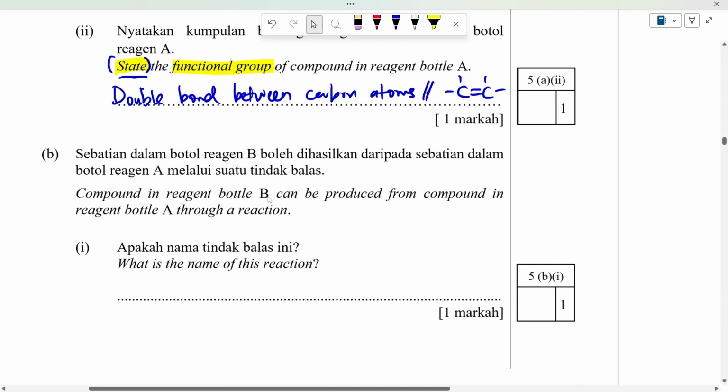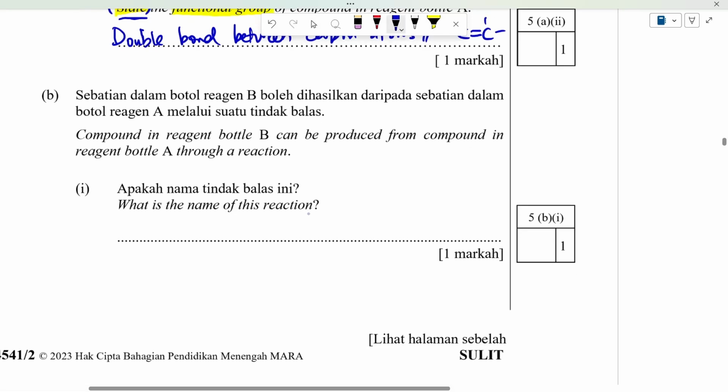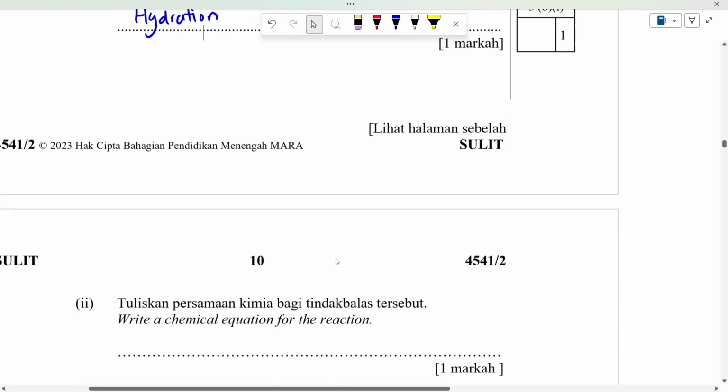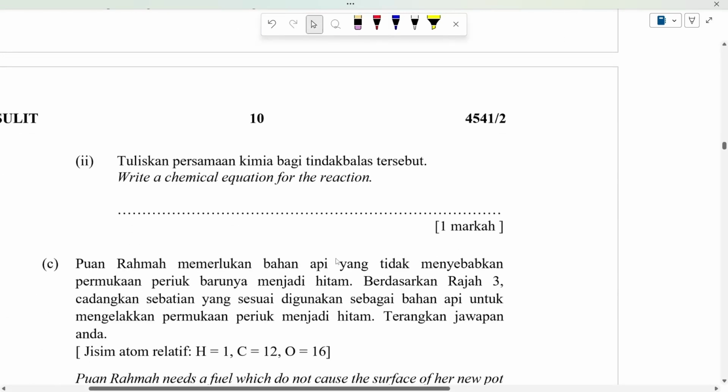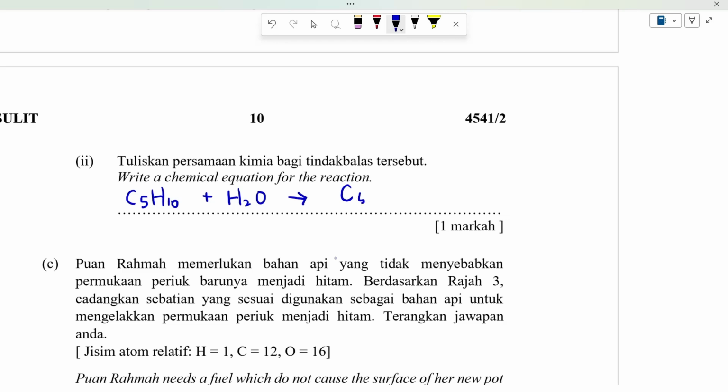The compound in reagent bottle B can be produced from A through a reaction. What is this reaction? Good, hydration. Next, write the chemical equation. Hydration: C5H10 reacts with water and will produce C5H11OH.